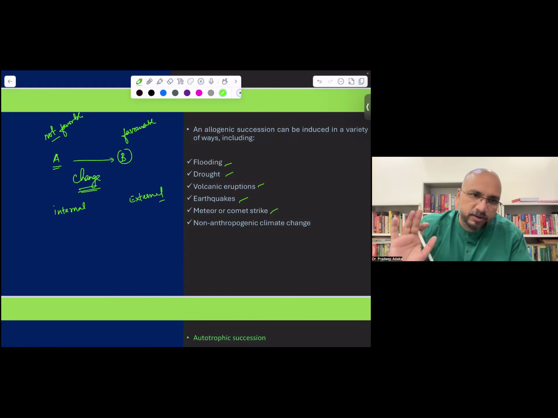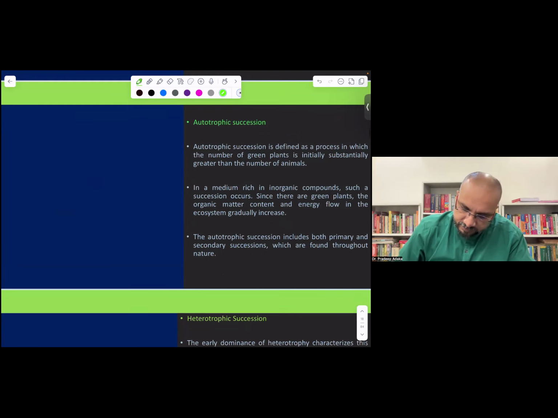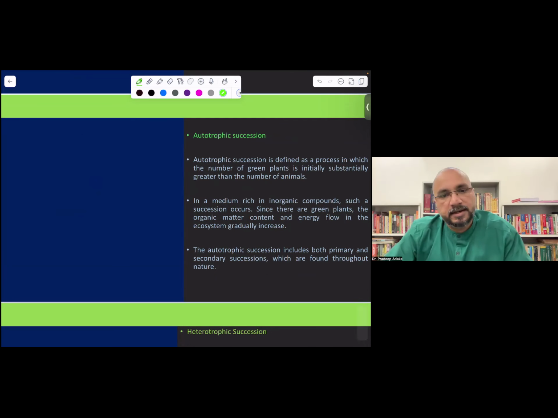इतना याद रखना, allogenic, autogenic. Then we have autotrophic succession and heterotrophic succession. Again, these are just terms. If you understand these terms, in the future, whenever you go through it or use these terms, you have a good understanding of what they mean. बहुत बार हम लोग properly समझे बिना words को use करते हैं, but you need to understand these different types of succession before we move on to the different stages.